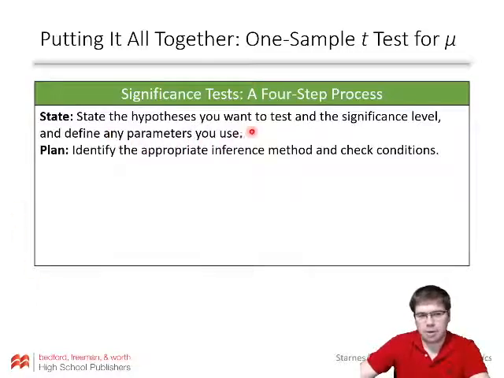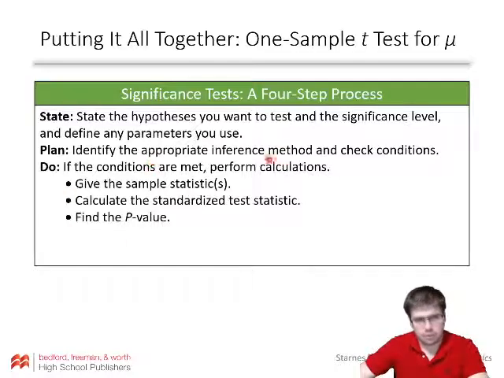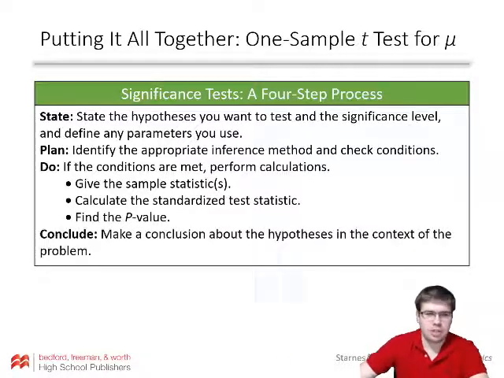Plan, identify the appropriate inference method, and check conditions. Then you actually do it. You perform the calculations, you give the sample statistic, the x bar, calculate the standardized test statistic, which should be t if this is a one-sample t-test, and then find the p-value for it using your tcdf or your table technically, and then conclude: make a valid conclusion about the hypothesis in the context of the problem.